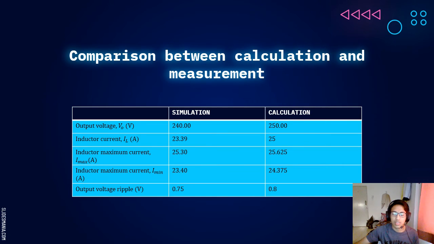This is the table of comparison between calculation and measurement. As we can see here, the two are more or less the same. It is proof that our calculation is true, as verified through the measurement.